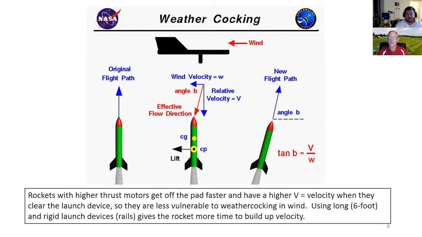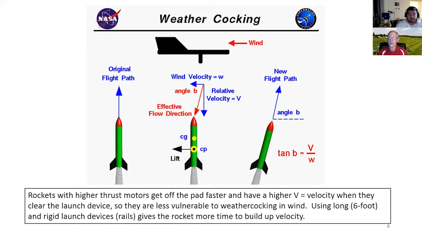Weathercocking is the propensity of the rocket to turn into the wind. If a rocket is stable, with the center of gravity ahead of the center of pressure, when a side wind blows on it, it will rotate into the vector sum of the vertical velocity and the horizontal wind velocity. That's not straight up if there's any wind. And it will orient itself along that vector as it comes off the rail.